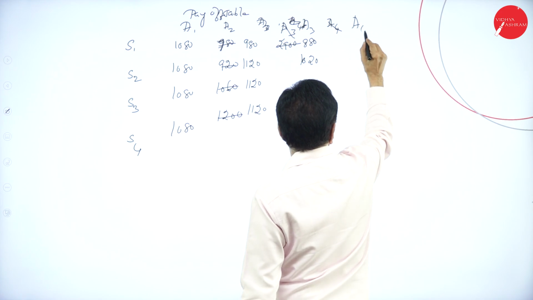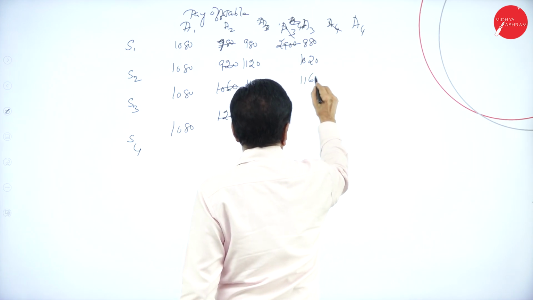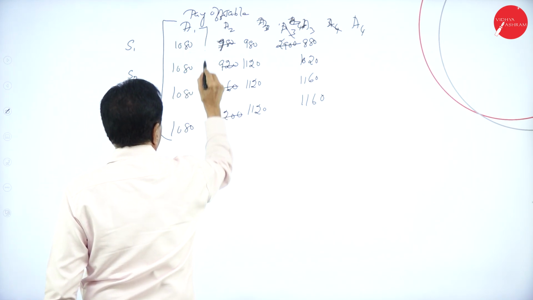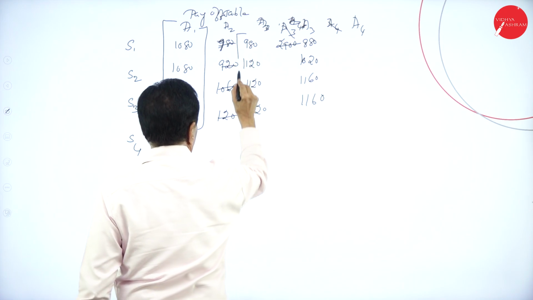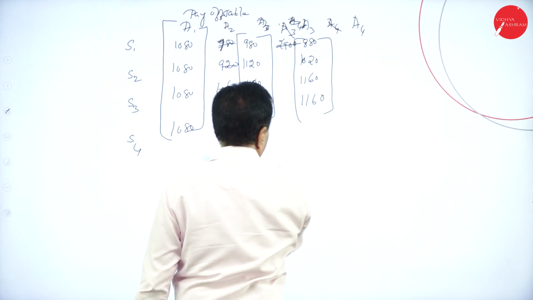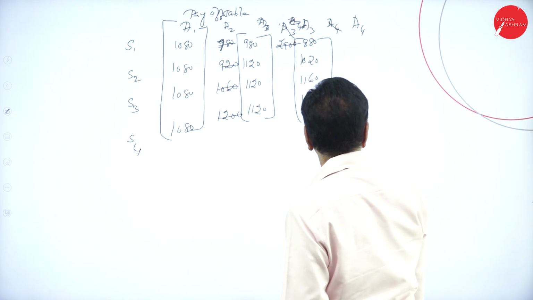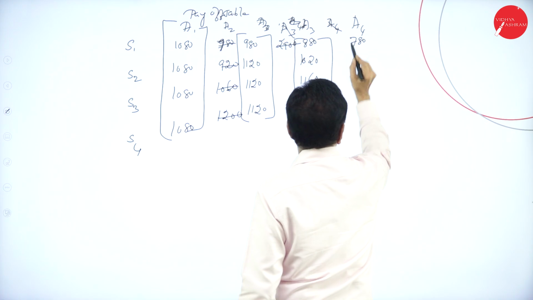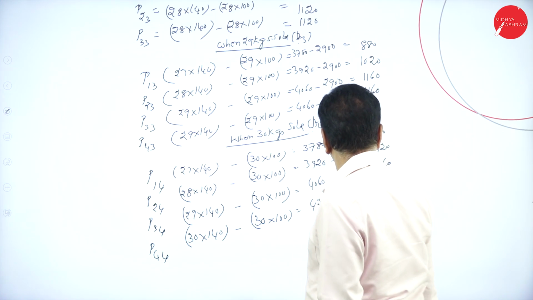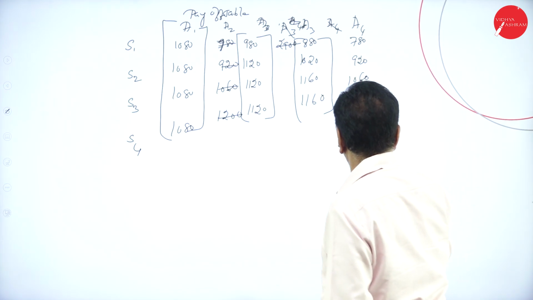Then A4. 880, 1020, 1160, 1160. So this goes to A1, this goes to A2, this goes to A3, A1, A2, A3. Last one A4, 780, 920, 1060, 1200.